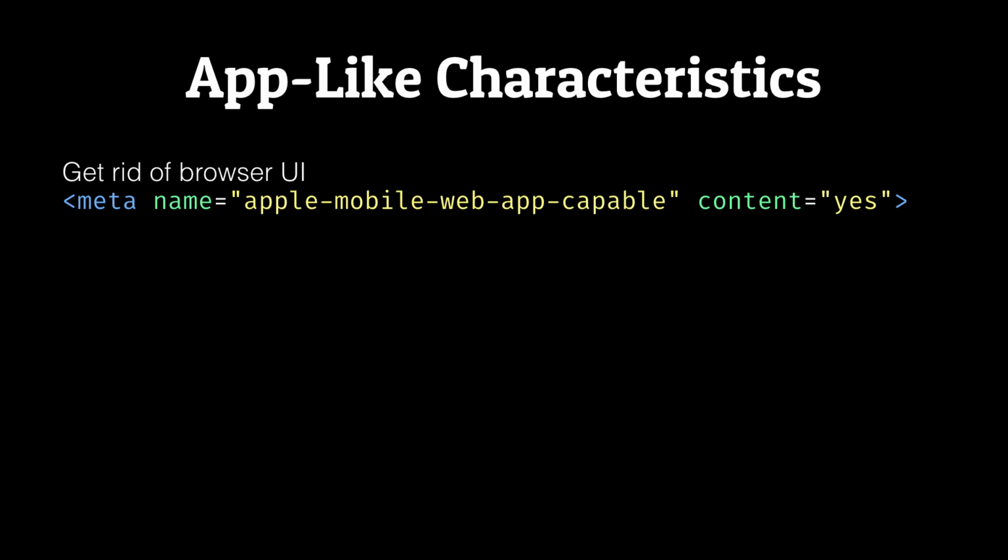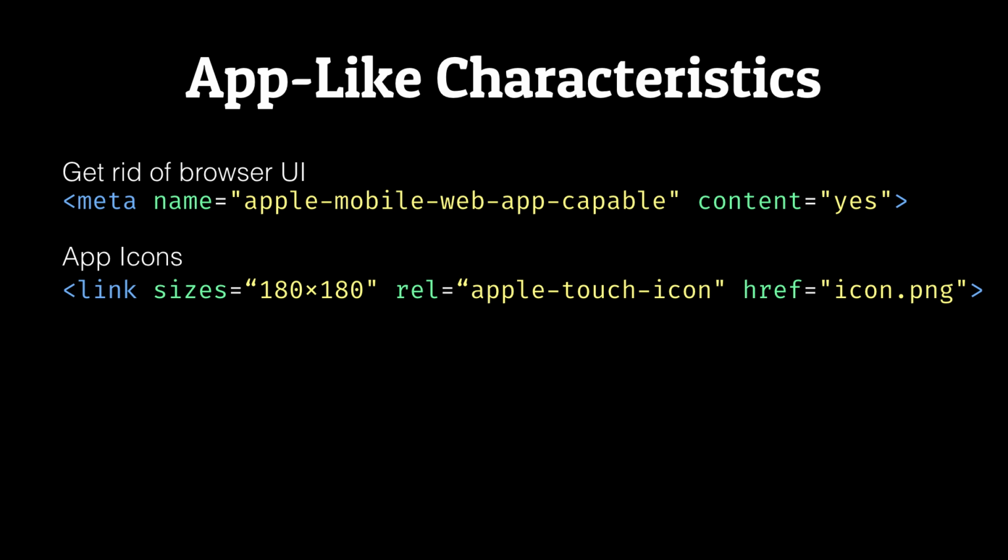Here's an example of a meta tag that will get rid of the browser UI, meaning the address bar, in the event that it's launched from what Android would call a web clip or what iOS would call a home screen bookmark. App icons can be added with various link tags and can be defined on a per size basis, depending on which device needs each size of icon.